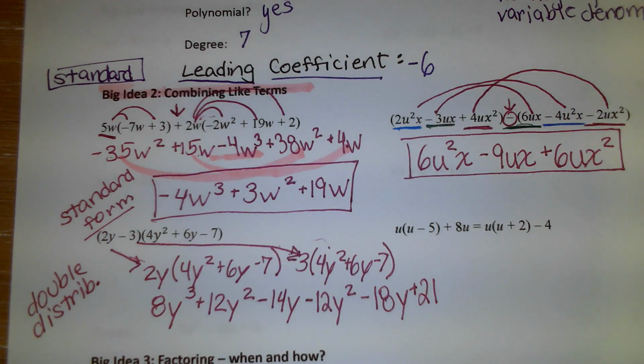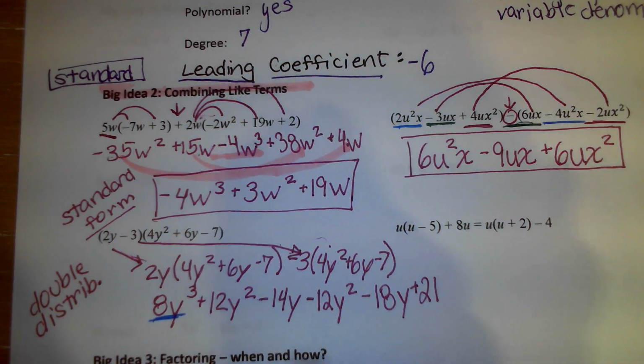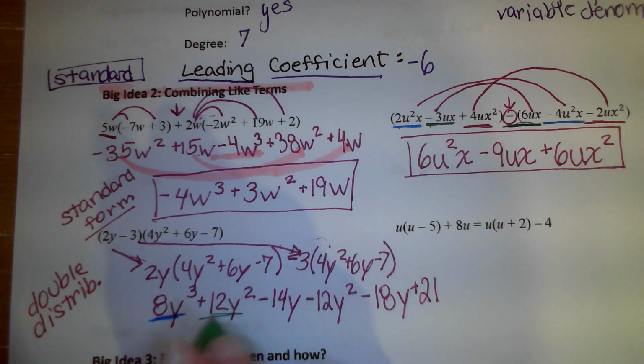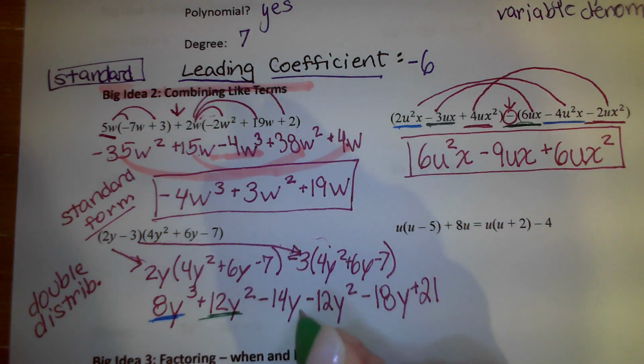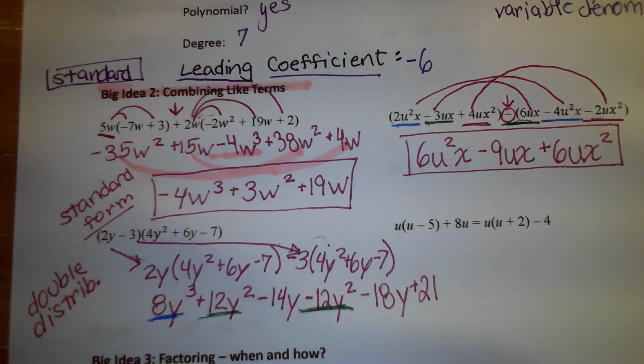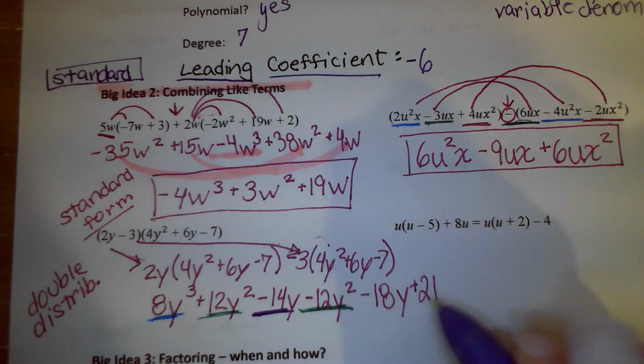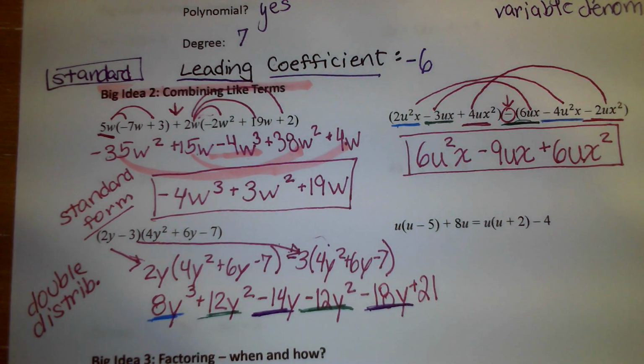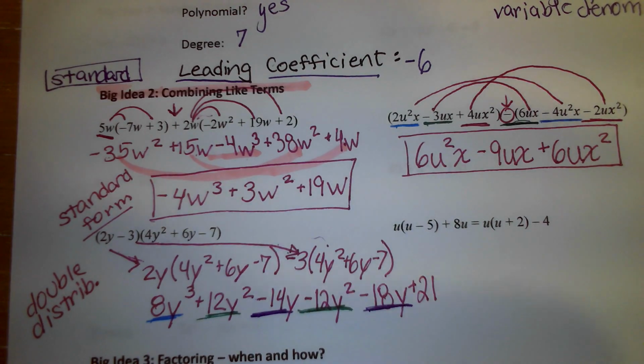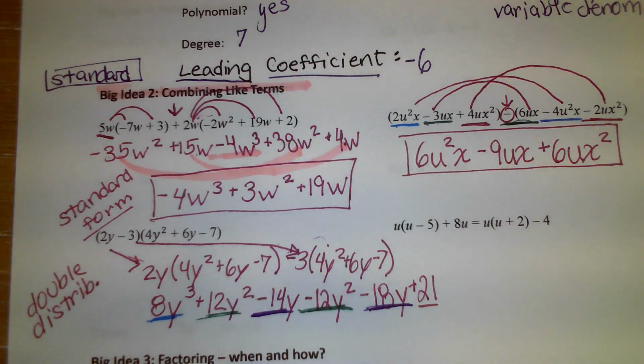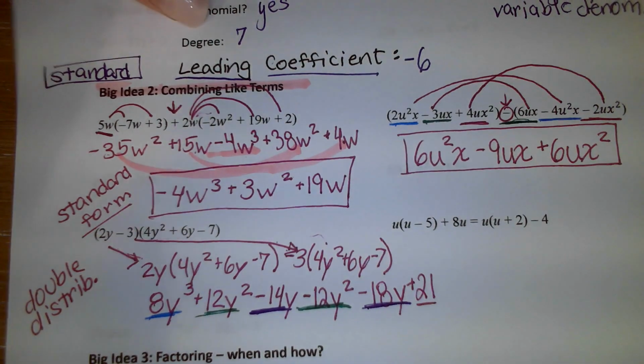Now I want to identify my like terms. So here's y cubed. And I don't have any more y cubes. Next step, y squared, negative y squared, y, and just 21. All right, my constant stays by itself.